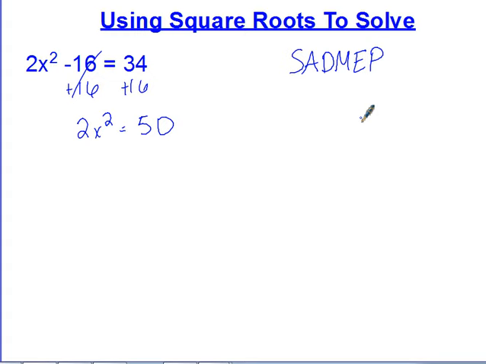So when you're solving, think SADMEP. This tells you in what order to get rid of something, okay? So what should I get rid of first? Any addition or subtraction. Because remember, these are basically the same thing, right? Isn't that what we did? We got rid of the minus 16, so we added it. And then you get rid of any multiplication or division. Do you understand why I'm not going to deal with the exponent? Because I still have some multiplication division. Got it? So now divide by 2. That would give me x squared equals 25.